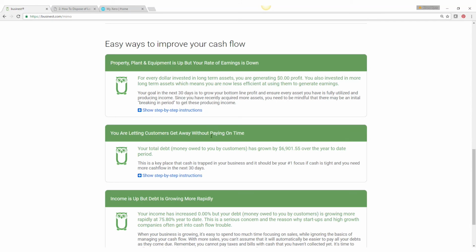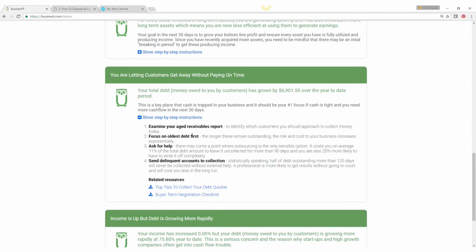Each one of the tips that you get will have a set of instructions, and each one of them will have 1 or more related resources. Some of them have 3 or 4, but suffice it to say that you're always going to be supported and given as much information as you need to know to make changes in your business. So for example, in this instance, you're letting customers get away without paying you on time. That's a very common business problem. Rather than just say you need to collect your debt, we're going to teach you step by step how you might go about doing it, and we're also going to quantify approximately how much debt you've got outstanding or how much you should be targeting to collect.